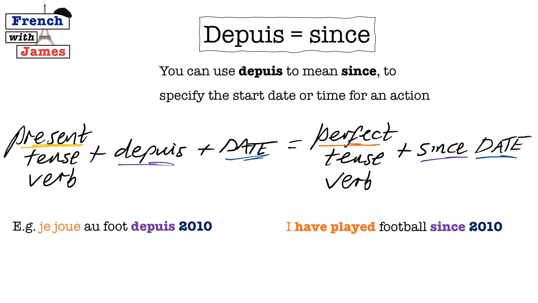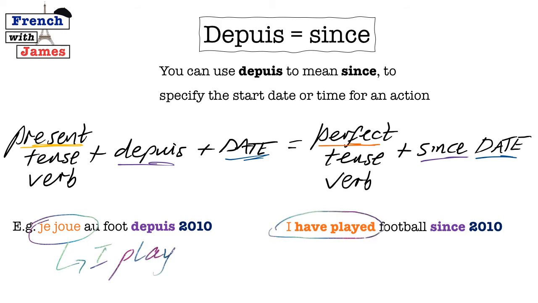Okay, so let's just go over that again quickly. Je joue literally means I play in the present tense, but when we translate it into English, it becomes the perfect tense. I have played. So that's the key difference, that's the key thing that we need to look out for when using depuis, because the word order is pretty much the same, so that doesn't catch us out.